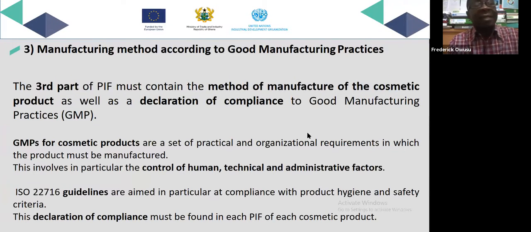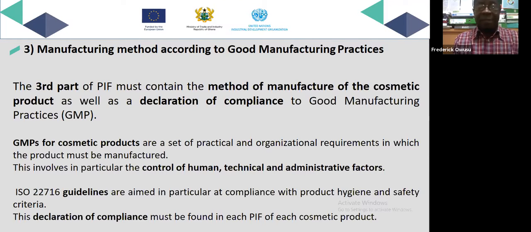The third part, I said, is the manufacturing method according to good manufacturing practice. That's why we spend time to explain the GMP, good manufacturing practice, based on the ISO standard. The third part of this PIF must contain the method of manufacture of the cosmetic product, as well as a declaration of compliance to good manufacturing practice. So the second part, I've already given you the answer. How the declaration, you're talking about self-declaration of compliance.